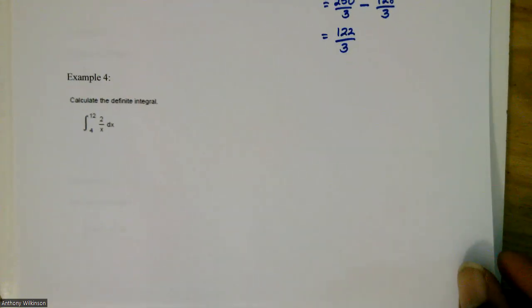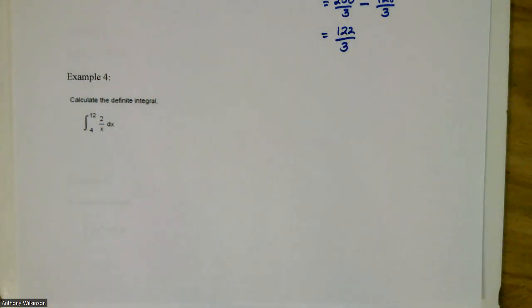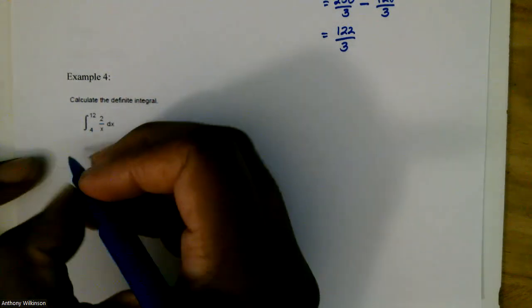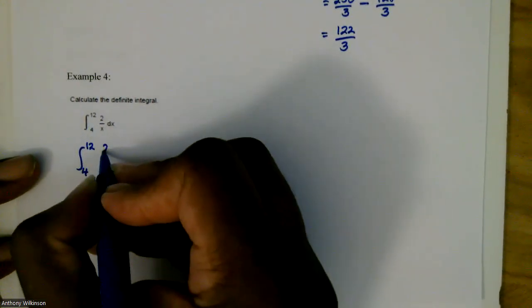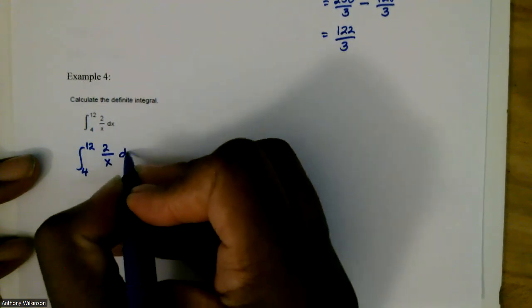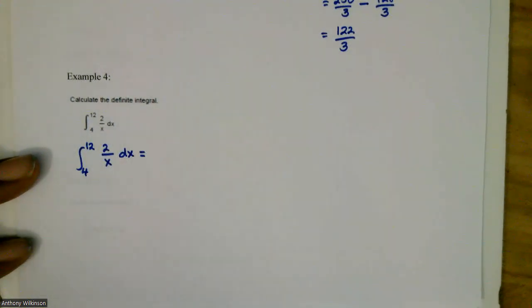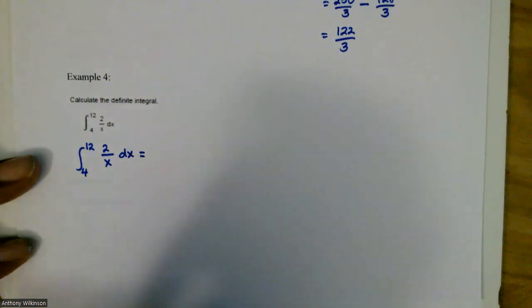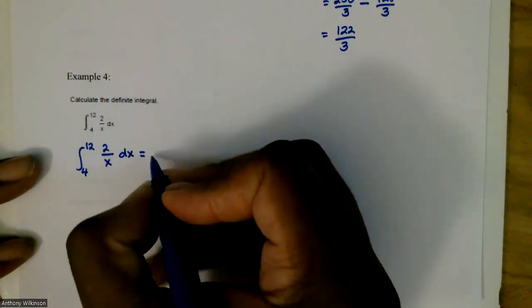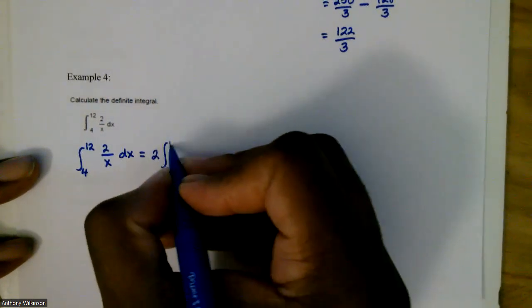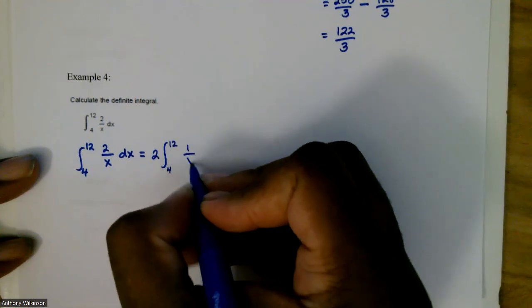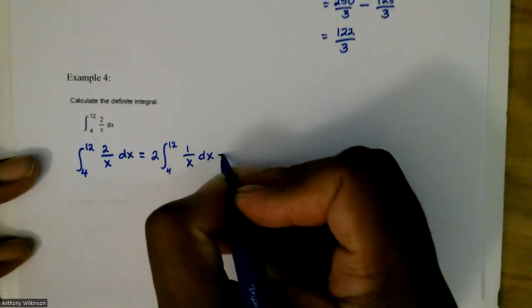Okay, here's another example. Let's say we want to calculate this one, the integral from 4 to 12 of 2 over x dx. So we got the integral from 4 to 12 of 2 over x dx. And in this case here, that 2 is a constant. I can pull the 2 out in front of the integral sign, so it'll be 2 times the integral from 4 to 12 of 1 over x dx.